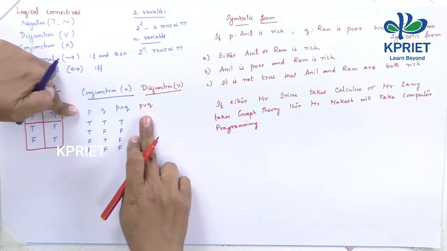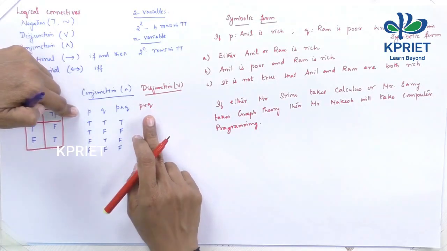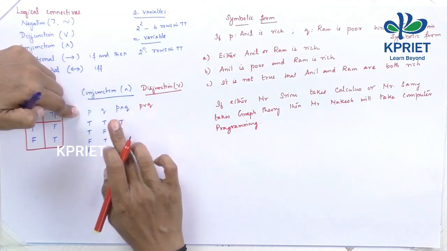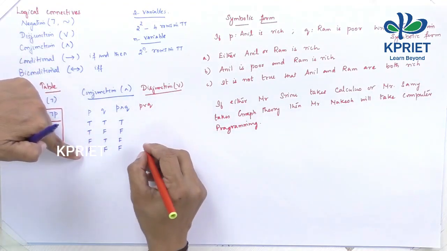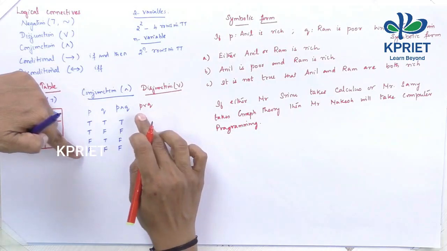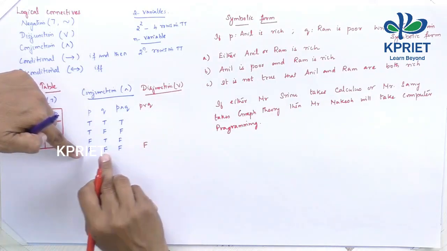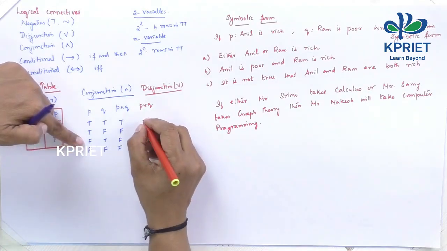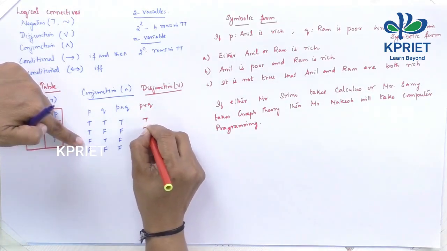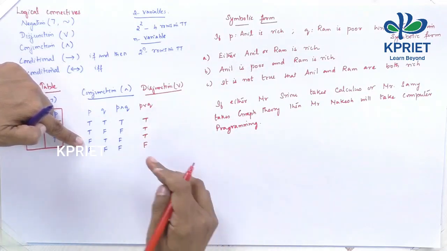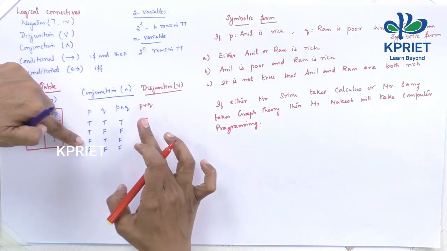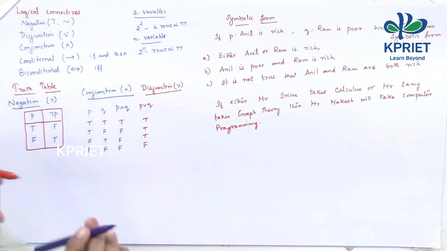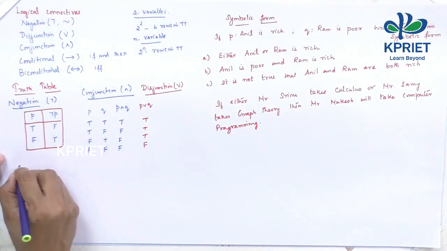And how do I give the truth value of this P or Q? The truth value of P or Q will be F if both P and Q have a truth value F. Otherwise, the truth value is only T. So this is the truth table for the disjunction connective. And next we will see the conditional and biconditional.